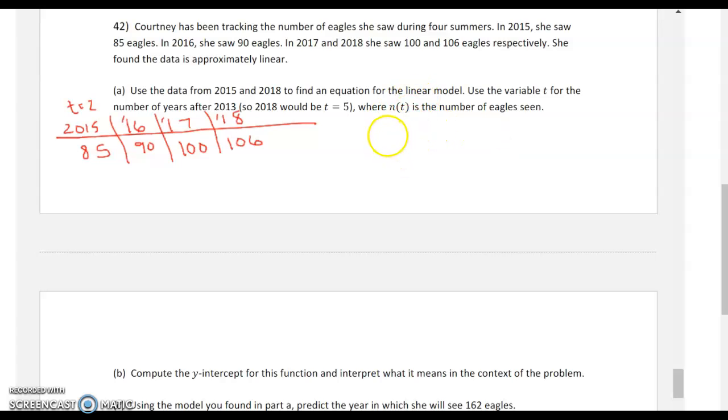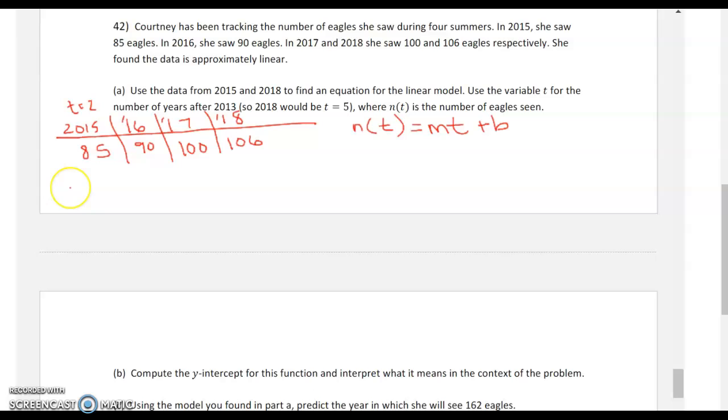So if we're doing a linear model, we want it in y equals mx plus b. In this case, though, it'll be n of t in place of y equals still m for our slope, t instead of x, because we're looking at the time, and still plus b. So we still need to find our slope and our y-intercept, okay? So first let's find our slope. So to find our slope, we can choose 2 of these points, doesn't matter which ones. So I'm just going to choose the first one and the second one.